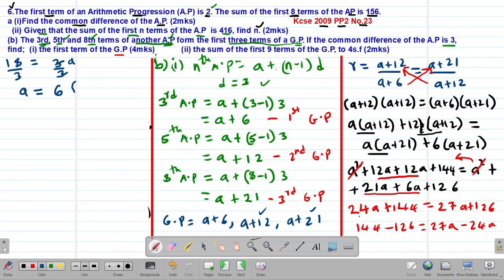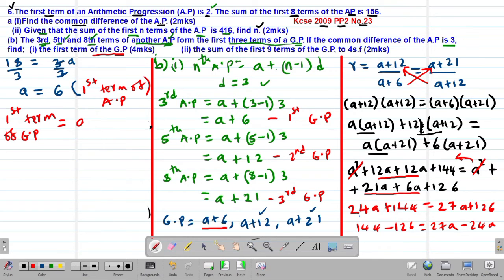Remember, A in this particular case is representing the first term. This is the first term of the AP, the first term of the arithmetic progression. But the question wanted us to find the first term of the geometric progression. Therefore, from the GP that we had formed, the first term was A plus 6.